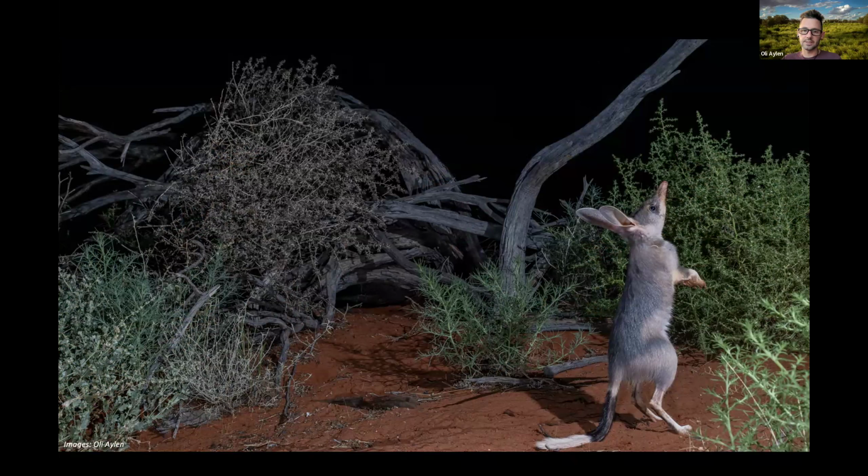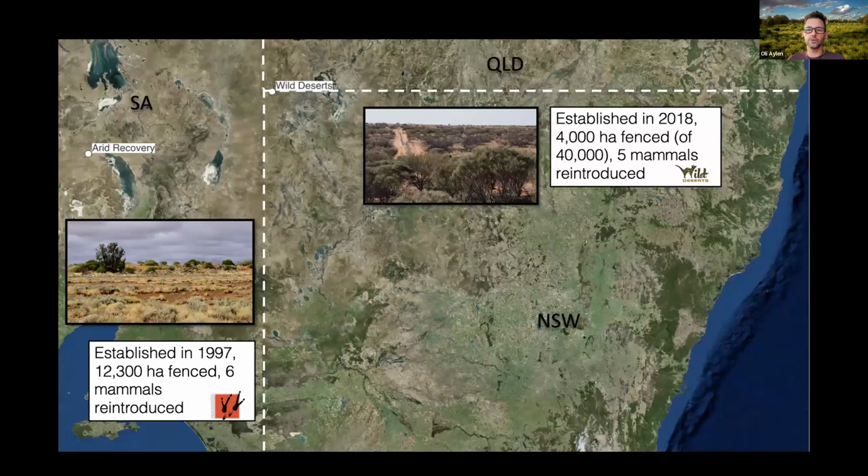They thrive in these systems, and there is a whole network now, over 35 of these fenced areas across Australia. But no one's ever looked at whether these areas benefit bats. So I took on this project, and we're looking at 2 fenced areas within Australia.